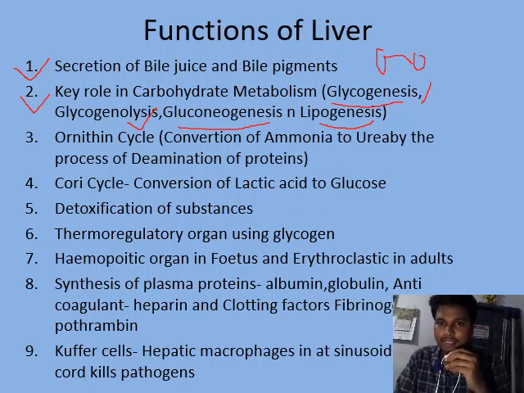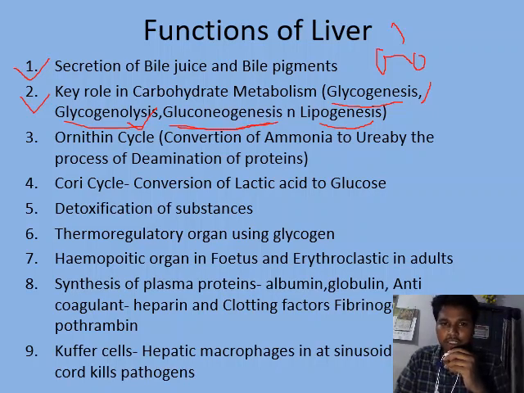Okay, it is done by insulin, which is a hormone, and glycogen is the stored form of glucose in animals. Glycogenolysis means whenever we require glucose, the stored glycogen is converted into glucose. The process is known as glycogenolysis. Next, gluconeogenesis.